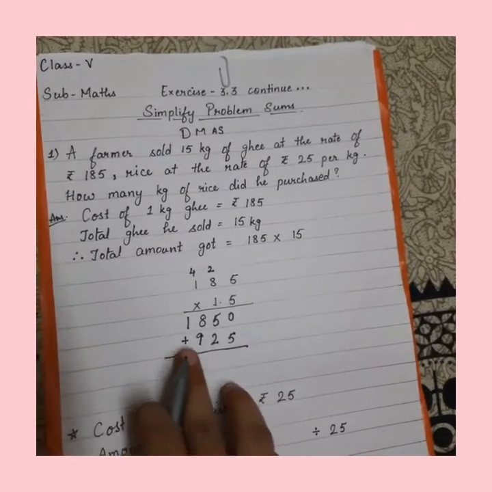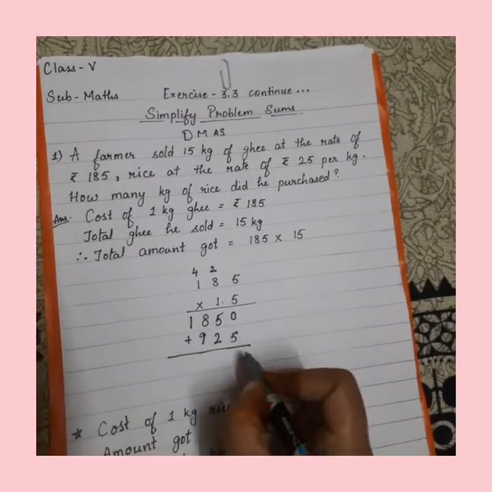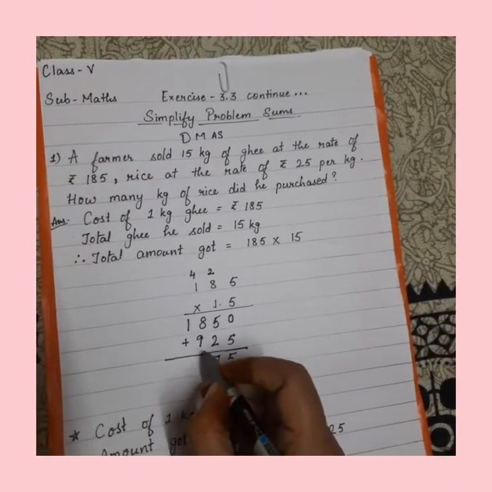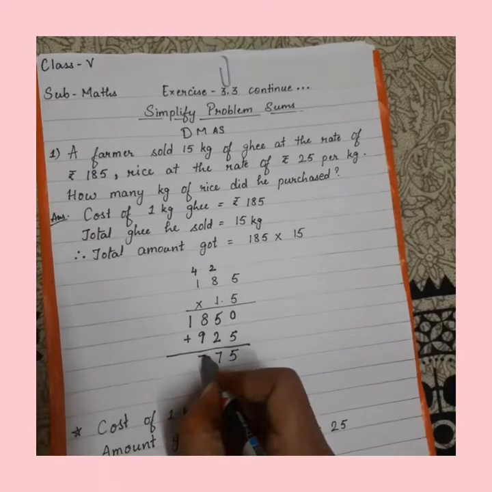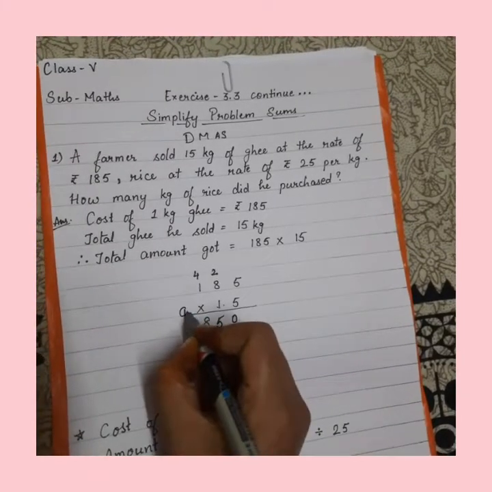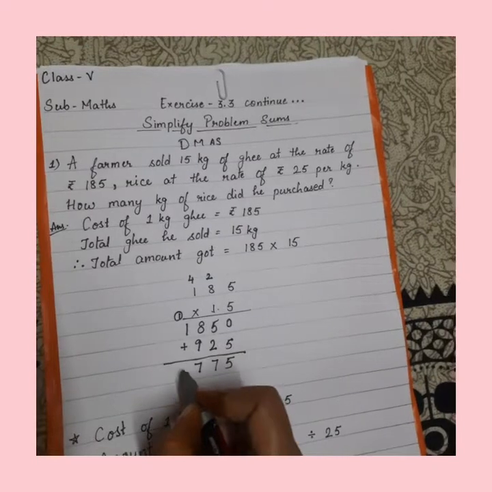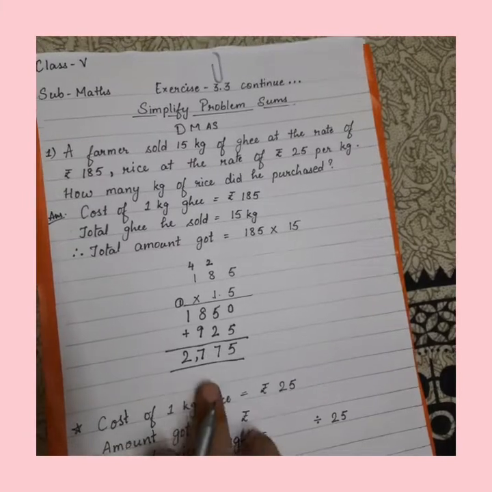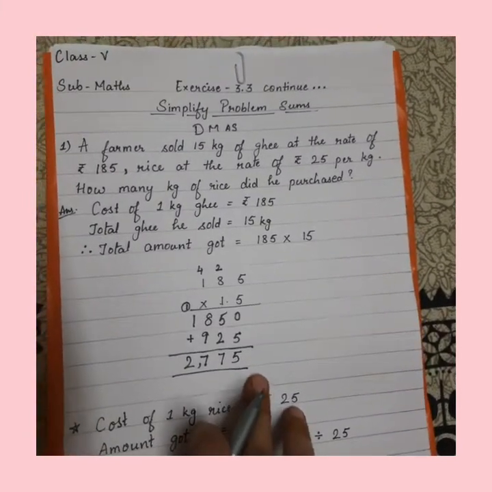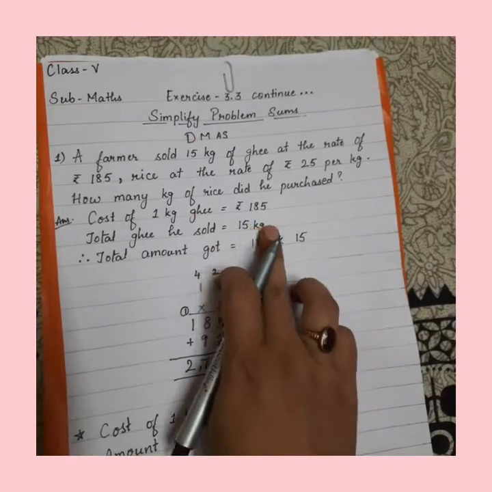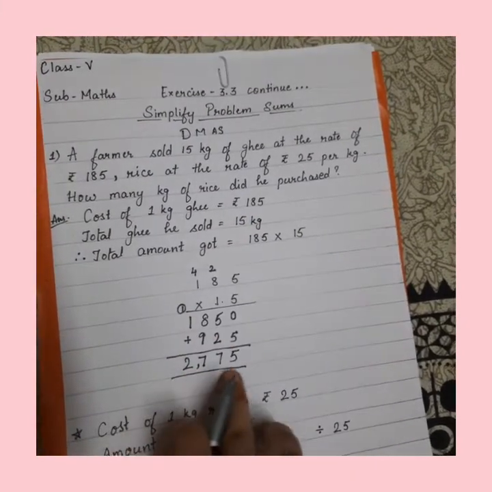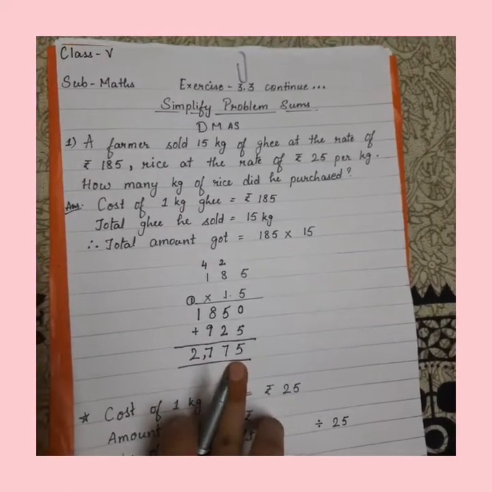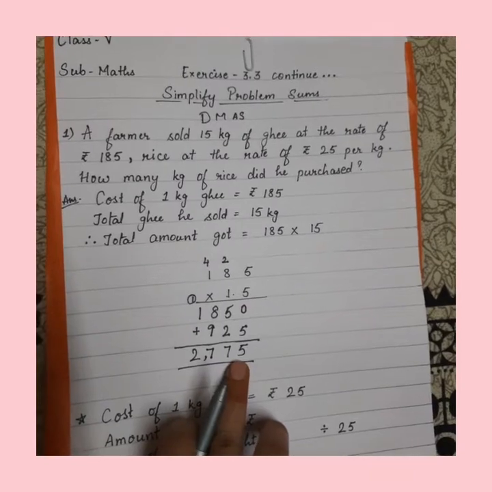Now we have to do the addition of these numbers. 0 plus 5, 5. 5 plus 2, 7. 8 plus 9 is 17. For that I will write here 7 and 1 will be carried upon. 1 plus 1, 2. So your answer is 2775. Means for selling 15 kg of ghee he is getting total amount, that is 2775. Now what is the next step?